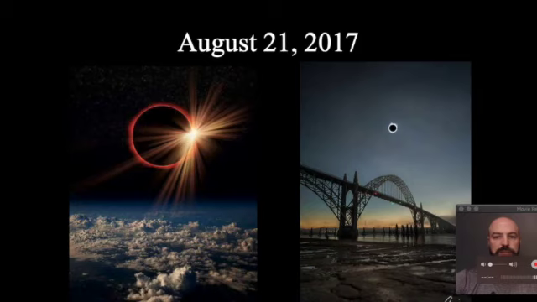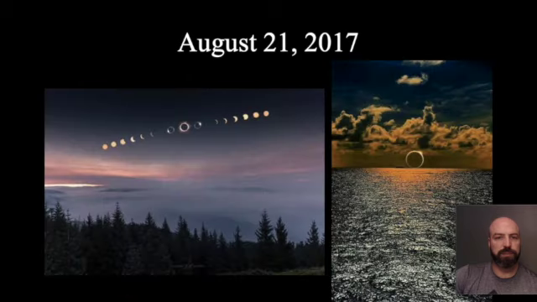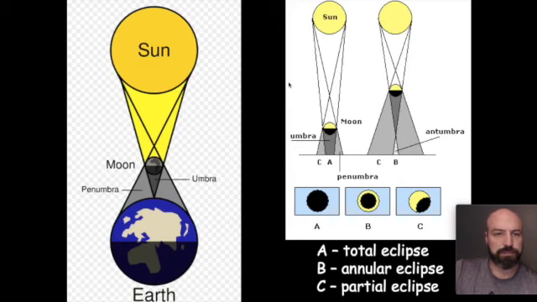You may have been around for it. There are some amazing pictures, not all from here, but from around the area. This one's a time lapse here on the left. So pretty amazing. So I want to just point out this little diagram here.